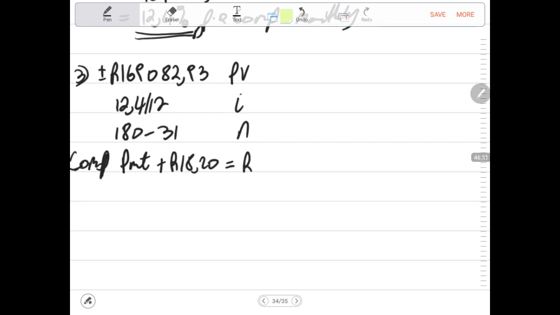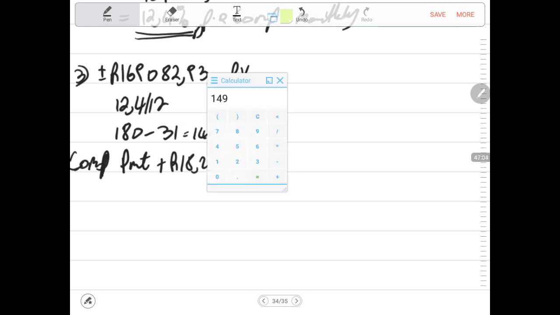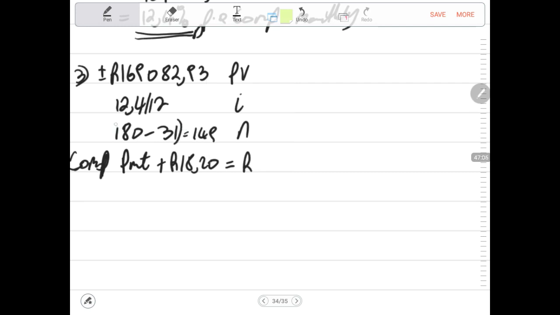We say 169,082.93 is my present value. 12.4 divided by 12 is my interest. 149. Let me just verify that it is 149. Yes, 149, which is 180 minus 31. So 149 is my N. Then I say compute PMT. My PMT before the addition of the admin fee is equal to 2,228.99.